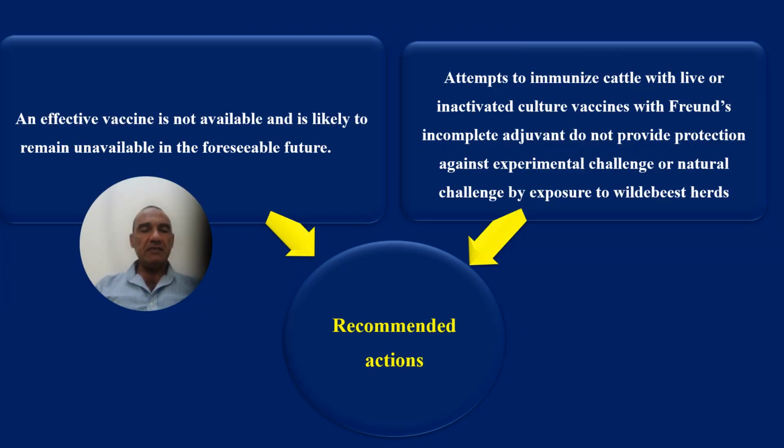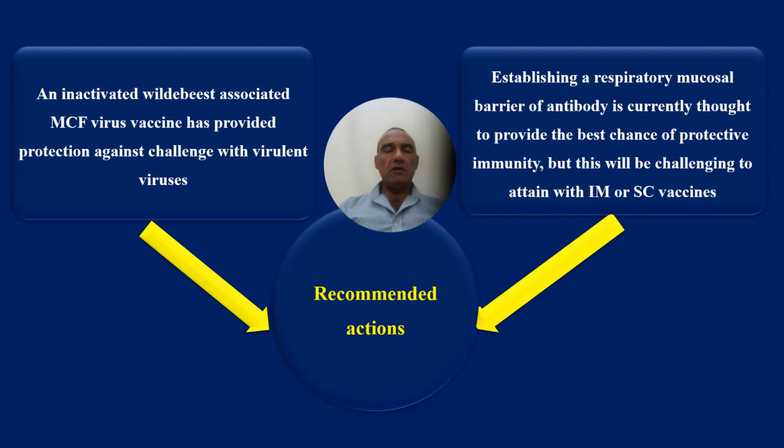An effective vaccine is not available and is likely to remain unavailable in the foreseeable future. Attempts to immunize cattle with live or inactivated culture vaccines with Freund's incomplete adjuvant don't provide any sort of protection against experimental or natural challenge by exposure to wildebeest herds. An inactivated wildebeest-associated malignant catarrhal fever virus vaccine has provided protection against the challenge with virulent viruses.